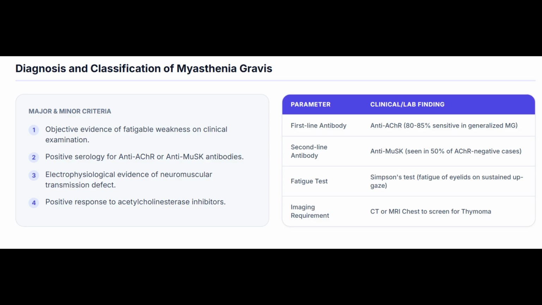By integrating these four pillars, clinical fatigue, positive serology, electrophysiological defects, and pharmacological response, we can accurately diagnose and classify myasthenia gravis in our patients.